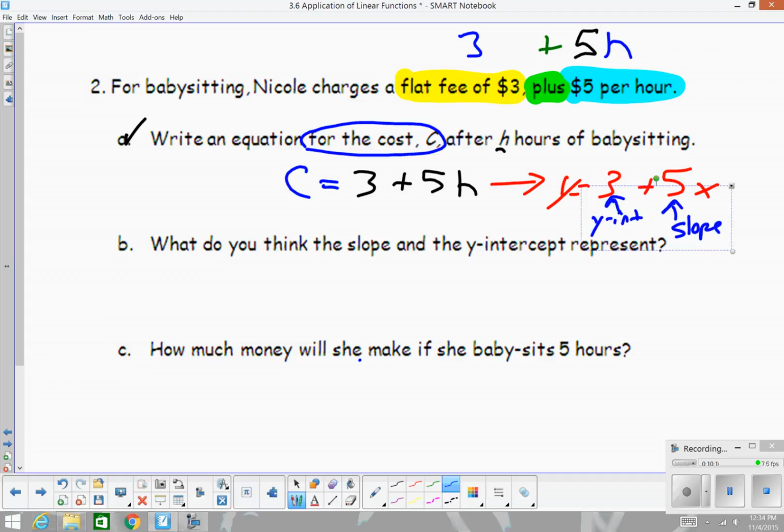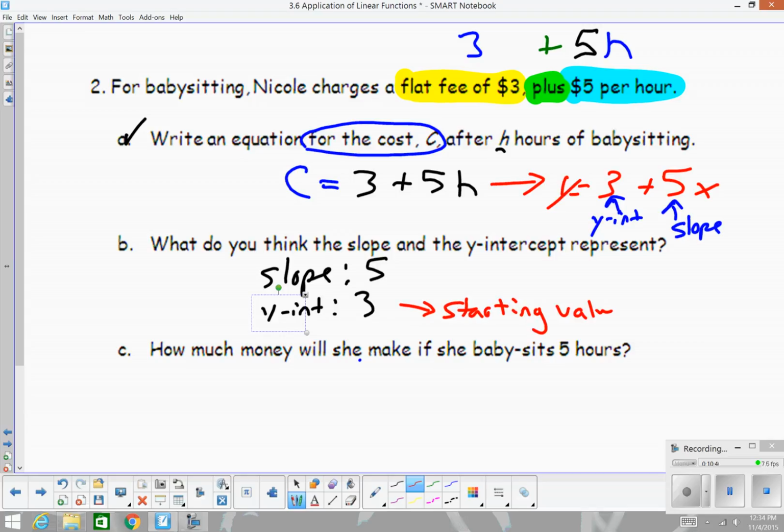So the question just asked me, what is the slope? What is the y-intercept? In this case, my slope is going to be what's changing. What's happening per hour? It's going to be 5. And what's the y-intercept? It's going to be 3. So if you're talking about words, the 3 is the starting value. That's the initial value. And the $5 is per hour, or rate of change. Remember ROC?